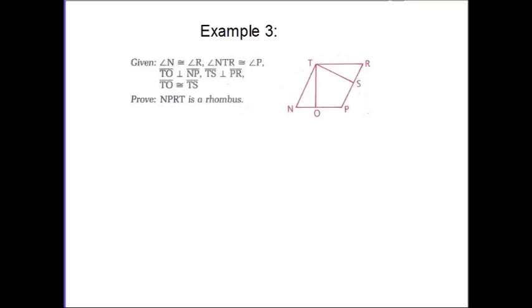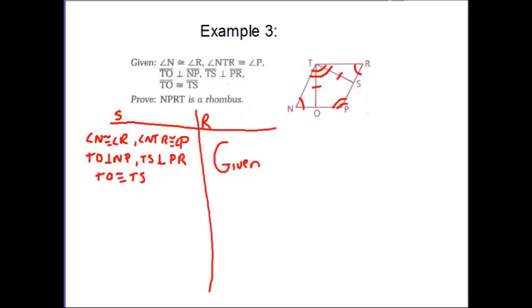Okay, so far I have my givens listed, and I have my picture marked out. Now, if I'm trying to prove it's a rhombus, I have a bunch of different options. Most of my options require first knowing that I have a parallelogram. Do I have a parallelogram? Absolutely. I have both pairs of opposite angles congruent. So let's start off there. We're going to say that TRPN is a parallelogram.